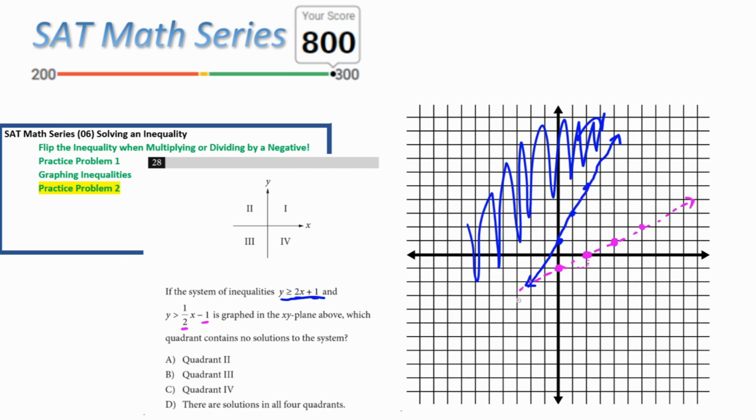But which points satisfy both equations? Well, the points that satisfy both equations are going to be, I'll do that in green, I suppose. So every point here and up, every point here will satisfy both equations. Hopefully that's not too messy. Everything that is above both lines satisfies both equations. And we see that there are solutions in this quadrant, this quadrant, this quadrant, but no solutions in this quadrant. So the answer is quadrant 4.